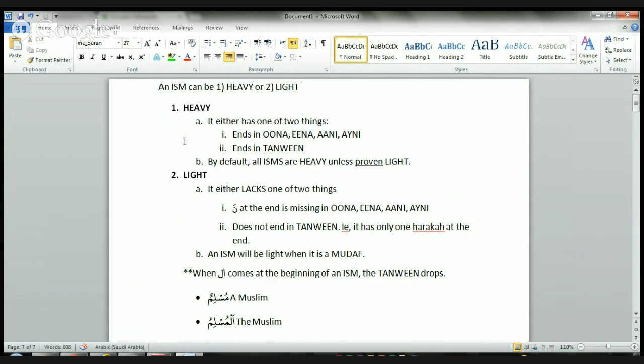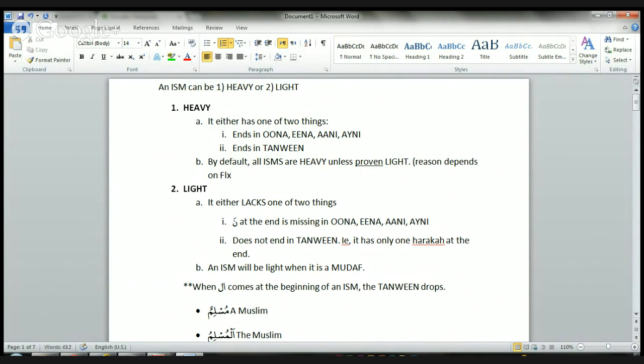Now the reason that it will be light, we mentioned what later? What's the reason? Reason depends on flexibility. And light, it either lacks one of the two things. Number one, the first thing that it can lack is that the noon is missing at the end, una, ina, ani, aini, or it does not end in tanween. And it has only one harakah at the end.